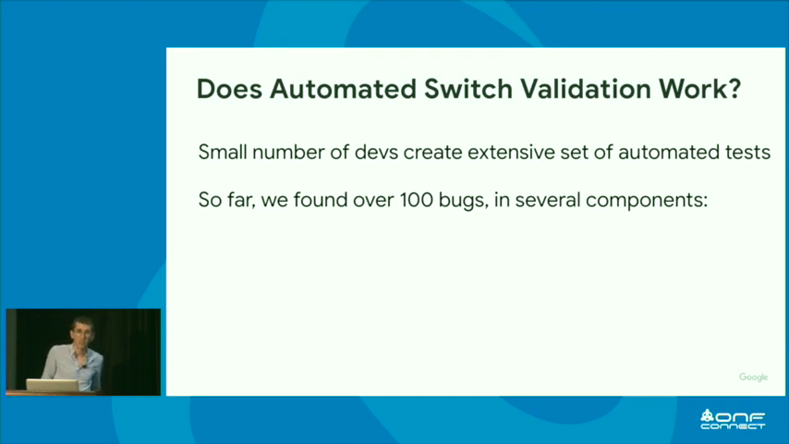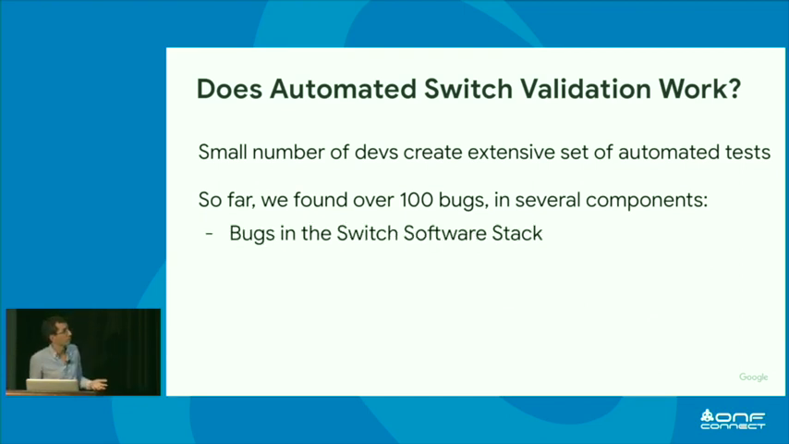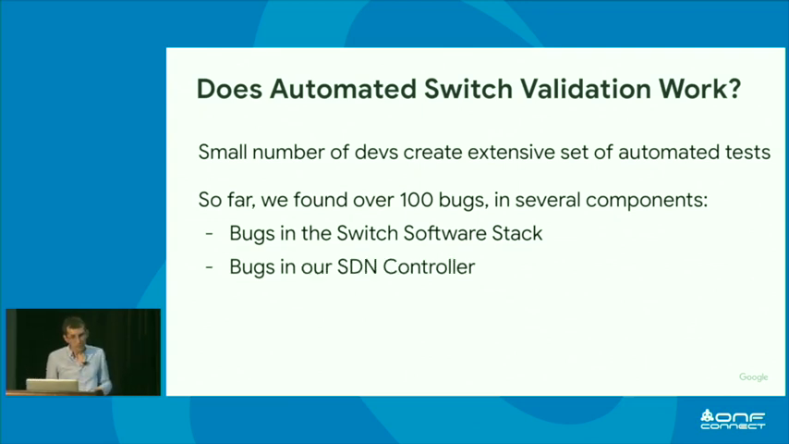What's also interesting is we found these bugs in a number of different components. The first component we found bugs in is the switch software stack. This is expected. Like the outline that I started with, you have a P4 program, that's your specification, and you want to test whether the switch is implementing that correctly. And so, of course, you're going to find problems in your switch software stack.